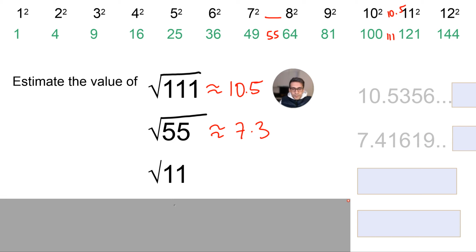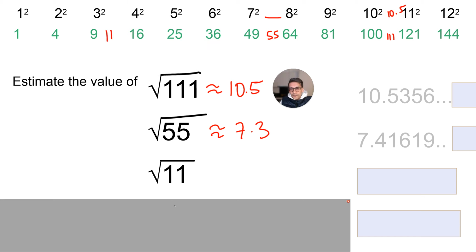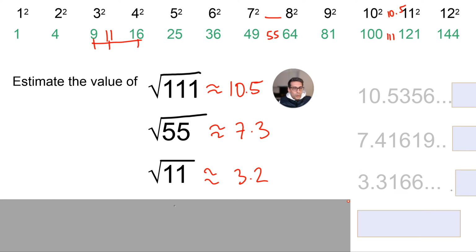All right, let's try another one. The square root of 11. Have a go at working that out. Okay, so the square root of 11. Now I know that 11 would go here. If you imagine this is a number line, it goes from 9 to 16. 11 would be closer to 9. So it's closer to 3 than it is to 4. And I'm going to say 3.2 is my estimation. So the exact answer is 3.3166.